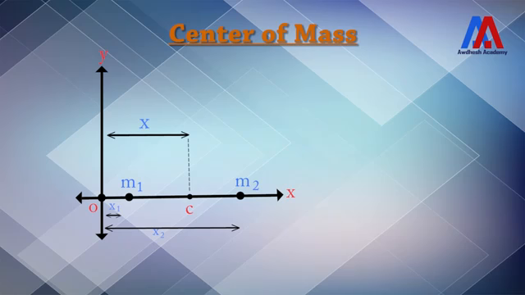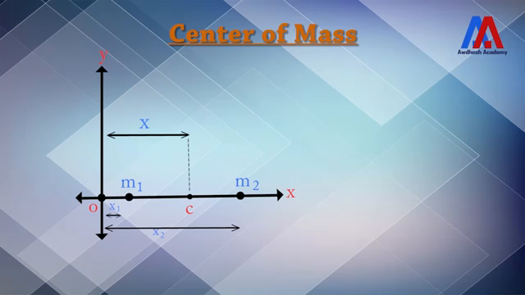You can see that there are two masses, M1 and M2. The M1 mass is located at the distance x1 from the origin or from the center, and the mass M2 is located at a distance x2 from the center. Now we have to find out the value of the center of mass.